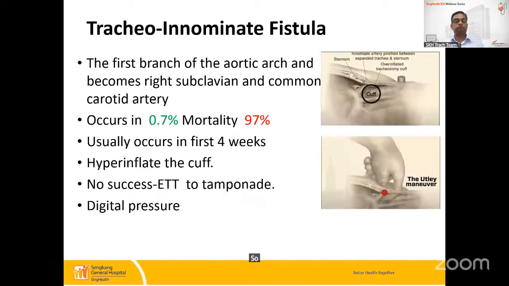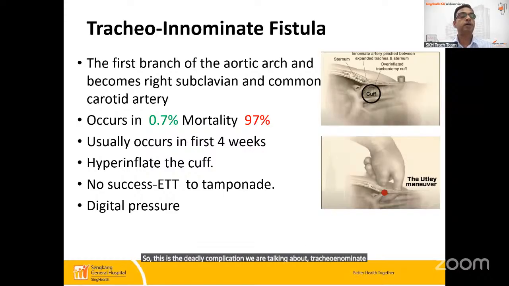So this is the deadly complication we are talking about, tracheoinnominate artery fistula. This innominate artery is the first branch of the aortic arch, and it becomes the right subclavian and the common carotid artery after that. The occurrence of this fistula is very rare. It's about 0.7%. It usually occurs in the first 4 weeks, but the mortality is very, very high, 97%.